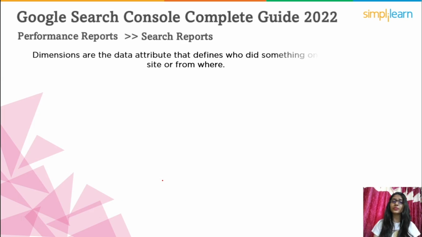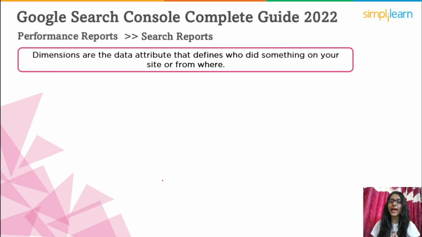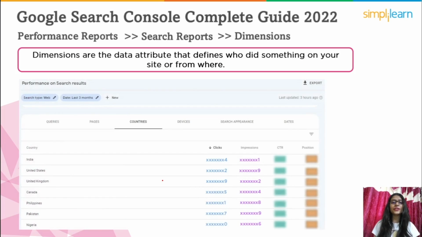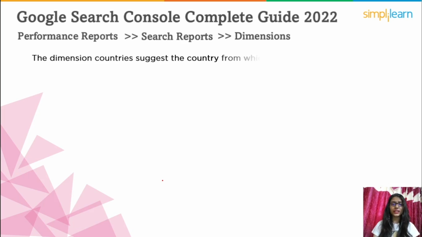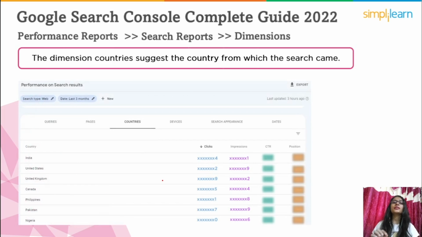Now, understanding about the dimensions. Dimensions are the data attribute that defines who did something on your site or from where. Here is the list of dimensions on which the performance reports are generated. That is, the countries, pages, queries, devices, search appearance, and dates. The dimension country suggests the country from which the search came. As you can see here from the left column, you can get the list of number of countries. From the right side, you can get the idea about the clicks, impressions, CTR and position.